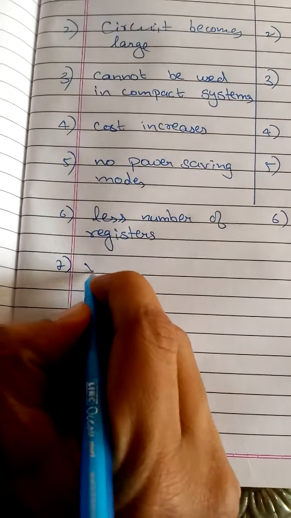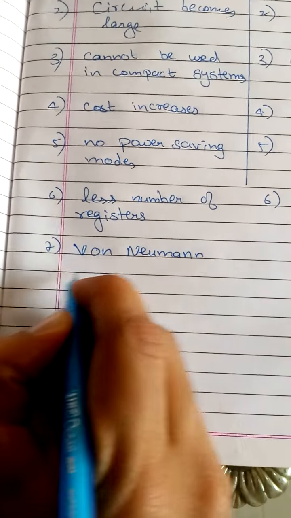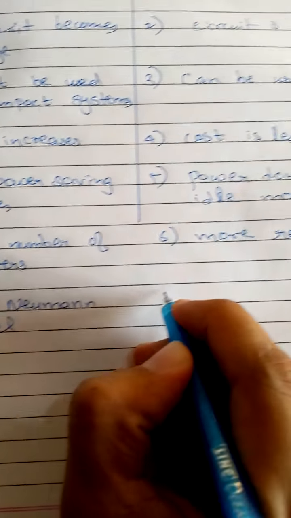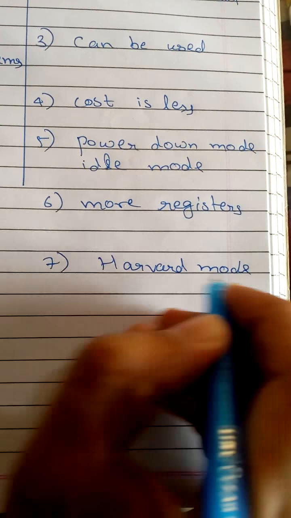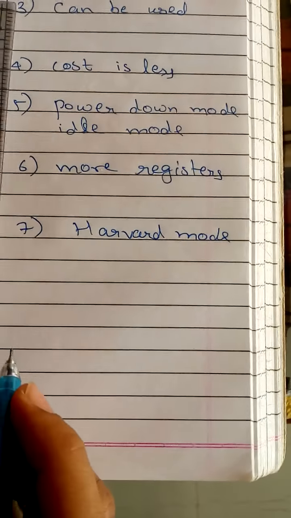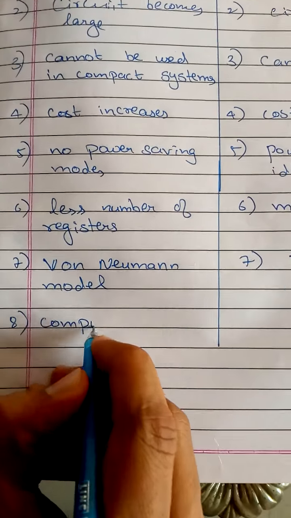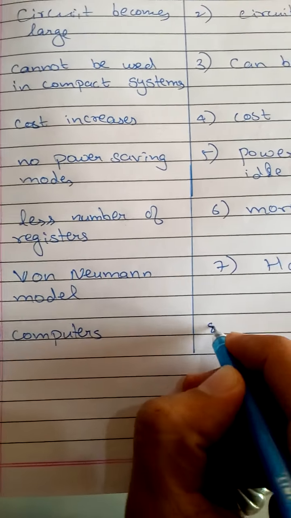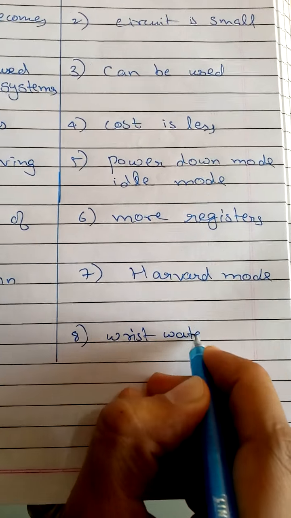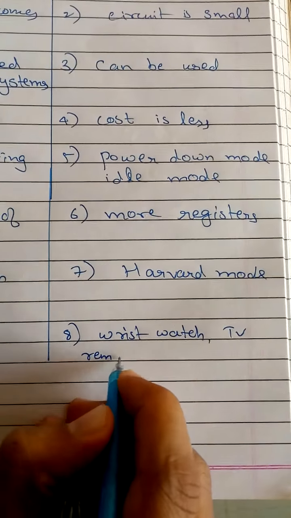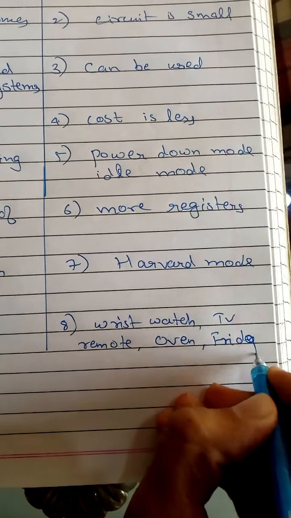Now, this is based on the von Neumann model, and this is based on the Harvard model. Then finally, where it is used. This microprocessor is used in computers, as I told you at the start, and this is used in every other thing like wristwatch, TV remote, oven, fridge, and many things.